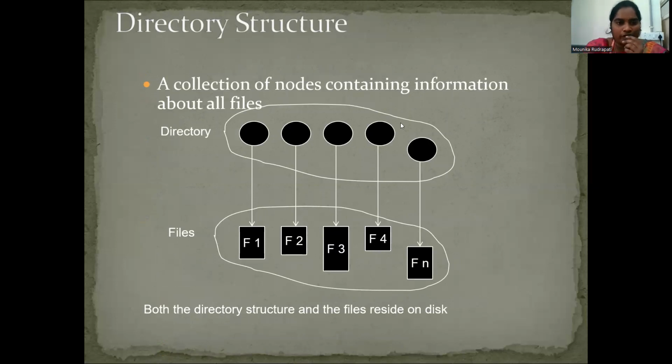Directory structure. In this figure, we show the directory structure. It is a collection of nodes containing information about all files. In the figure, this is the directory and these are the files. The directory contains files F1, F2, F3, F4, and Fn. Both the directory structure and the files reside on disk.